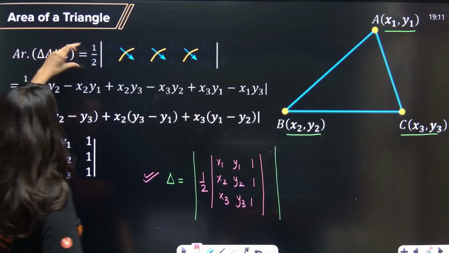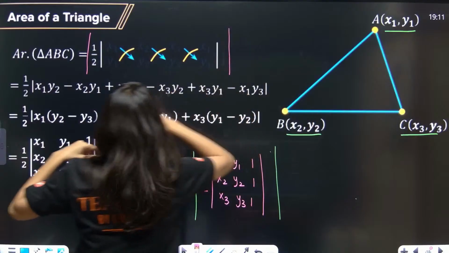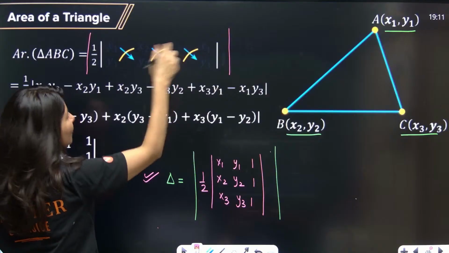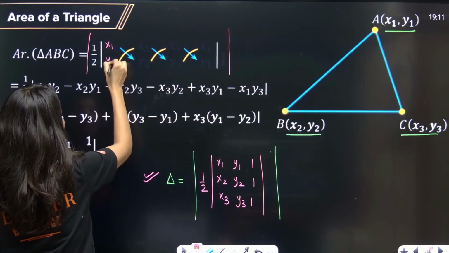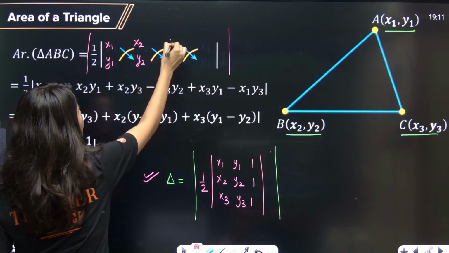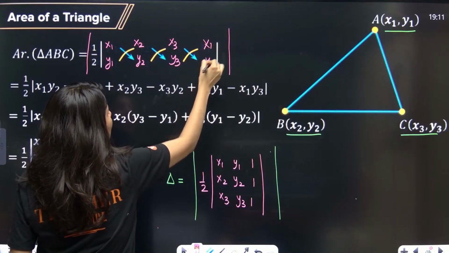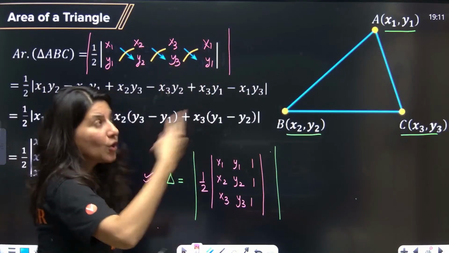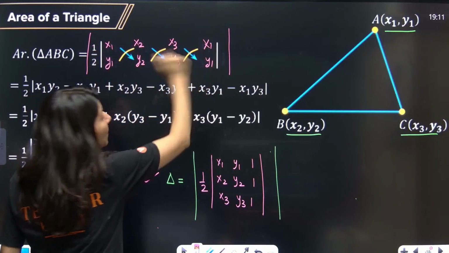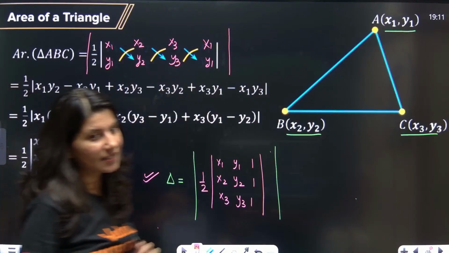So area of triangle will be half, okay. Obviously there will be modulus. Now what you have to do is write column 1 with the first coordinate x1, y1, then x2, y2, then x3, y3 and back to x1, y1, okay. One more extra row, cyclic order. We need to complete the circle: x1, y1, x2, y2, x3, y3, back to x1, y1. So starting and ending should be exactly same, okay.